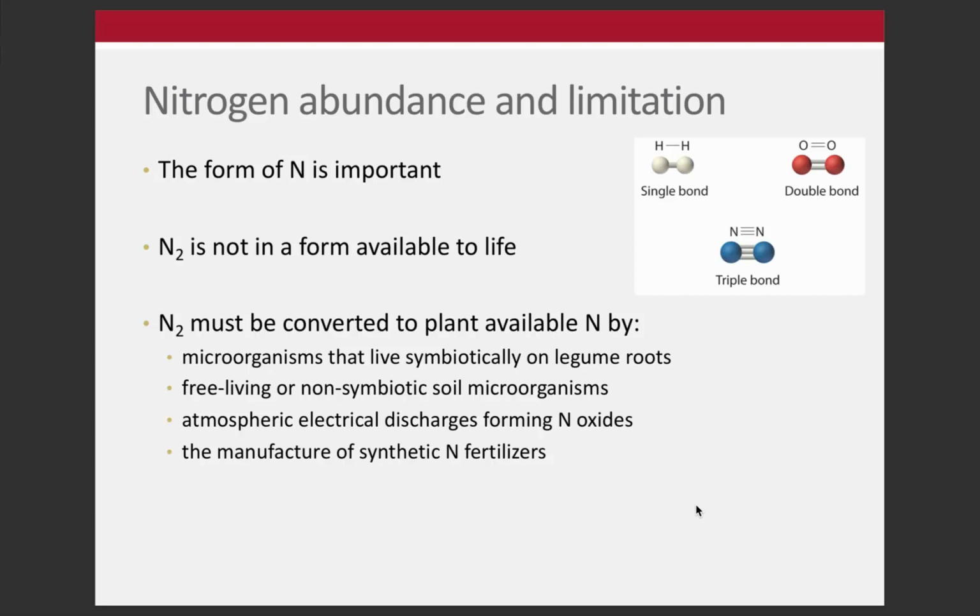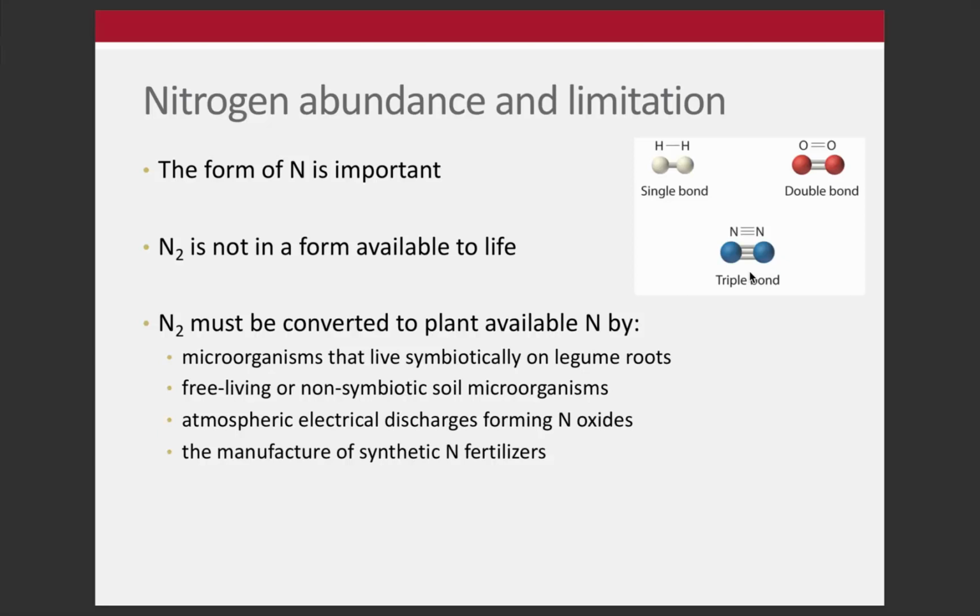So form is important, right? And N2, or dinitrogen, has this triple bond. We can think about a single bond in chemistry, a double bond, or a triple bond. With a triple bond, there's a lot of energy that is required to break it. And that's the rub, really. It takes a tremendous amount of enzymatic energy, and the right enzymes actually do this, okay? So N2 must be converted to plant-available nitrogen by a number of processes.